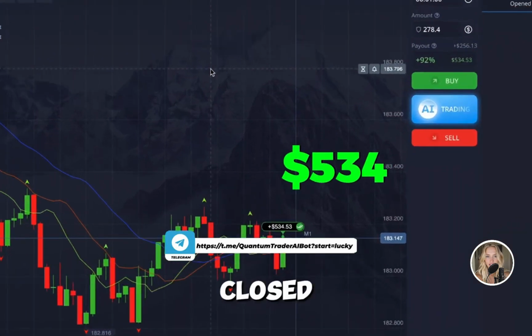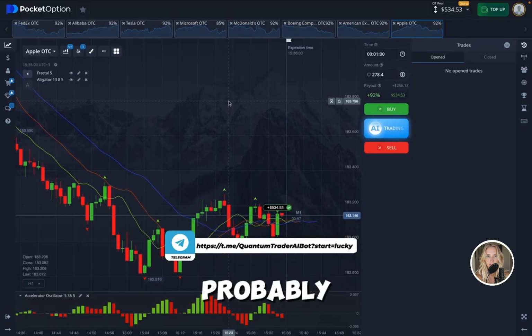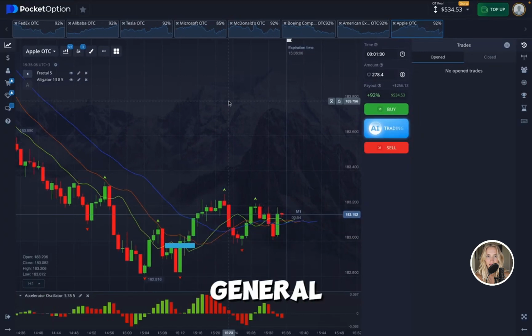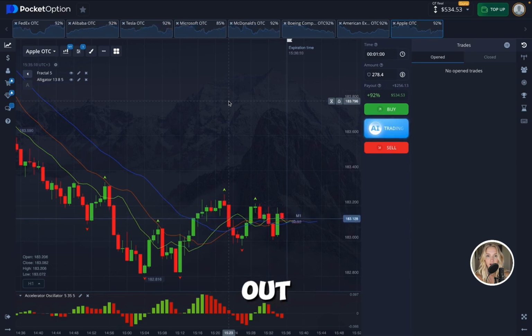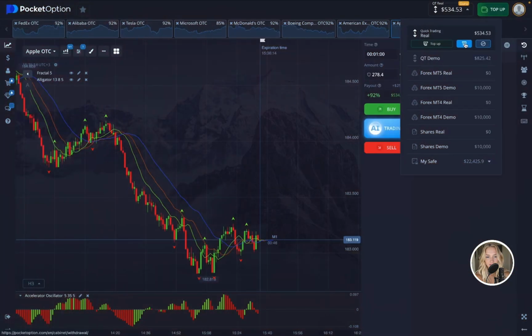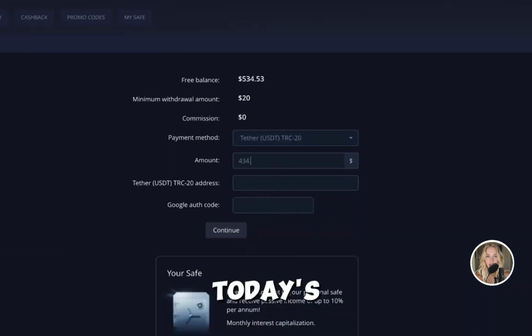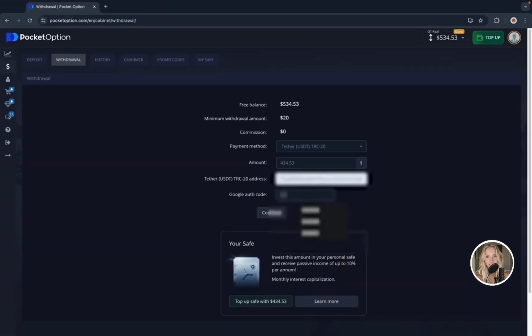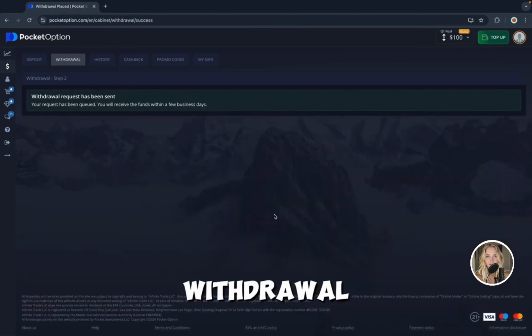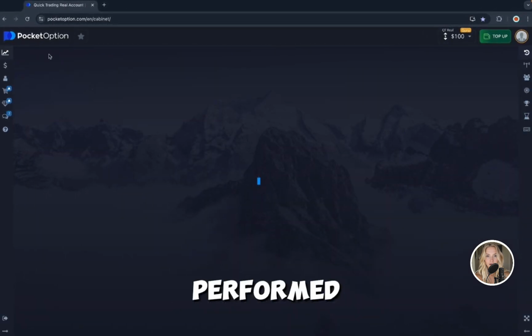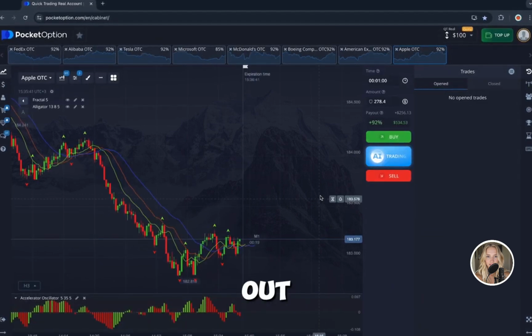And the deal was closed perfectly based on this result. Let's probably fix today's profit. In general, a good trade turned out. Go to the withdrawal tab. $434 is the amount of today's profit. The withdrawal operation is being successfully performed. This is how the trade turned out for today.